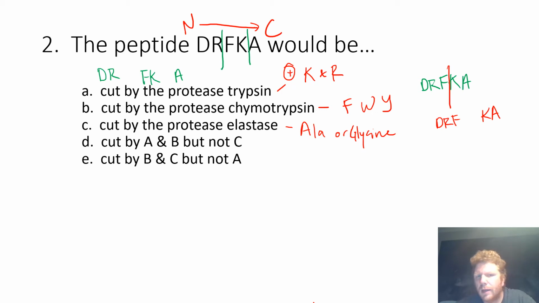Now, will elastase cut? When you look at this, what you notice is elastase needs an alanine. Does this peptide have an alanine? Yes, it does. But that alanine is found on the C termini.